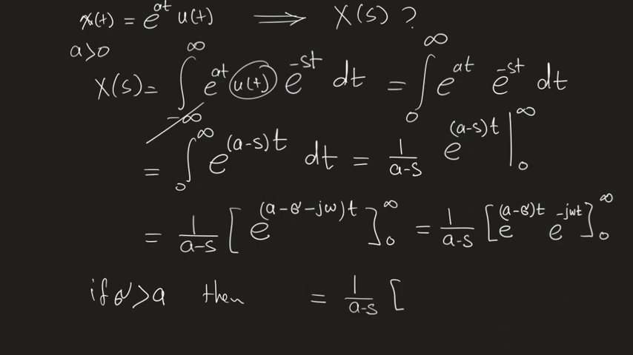When we substitute infinity, we get 0. And when we substitute 0, we get 1, so minus 1. Upper limit minus lower limit value, which is equal to 1 over s minus a. But this is only possible if I choose my frequency range such that the real part of the complex s has to be greater than a, right?